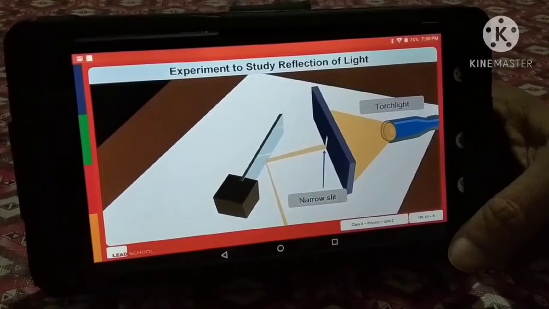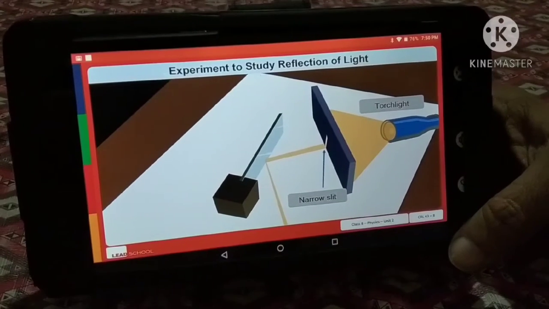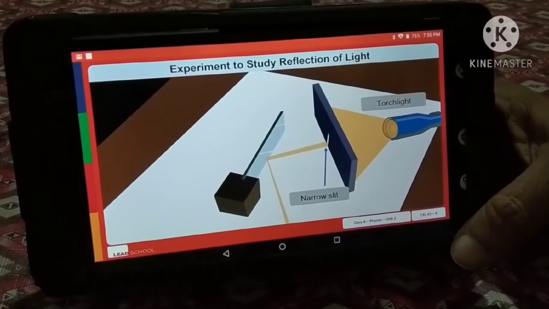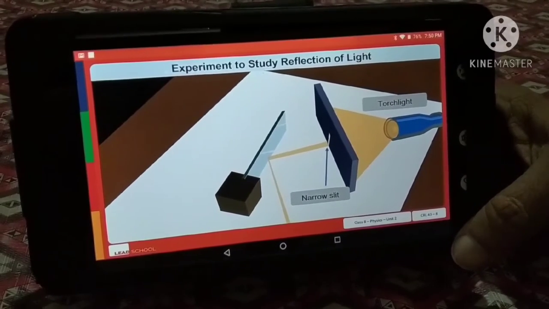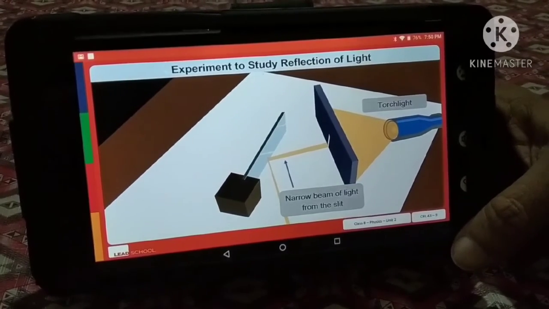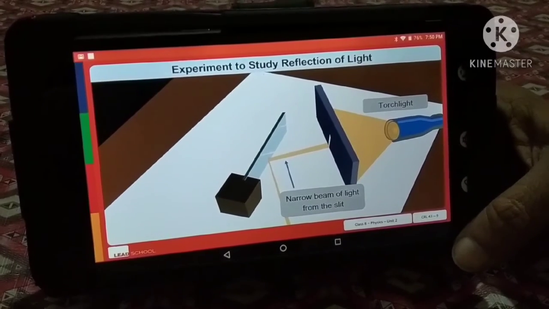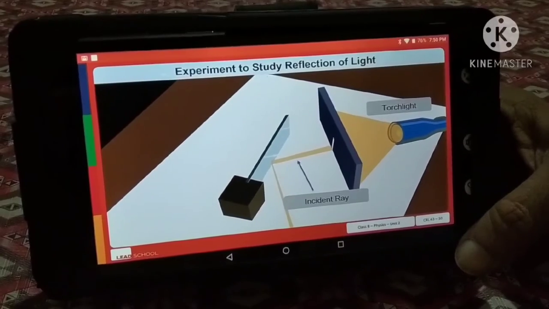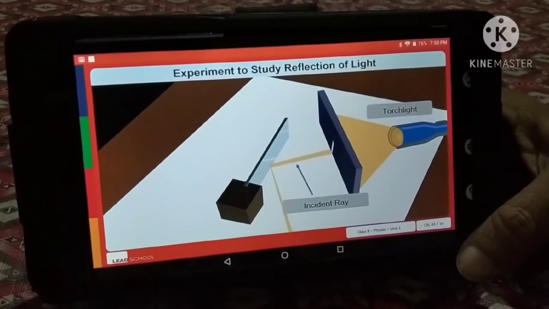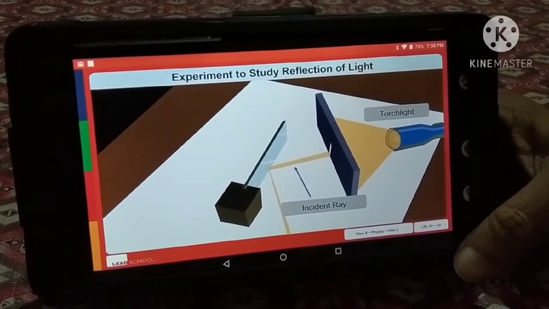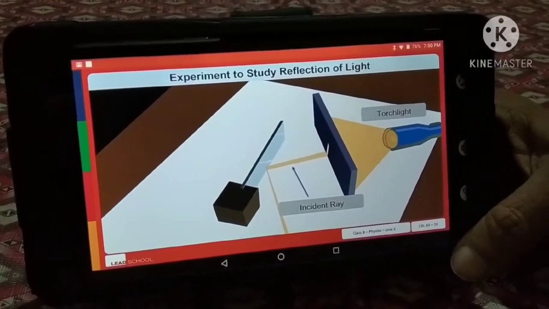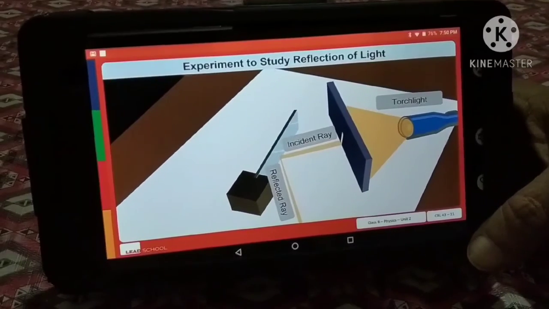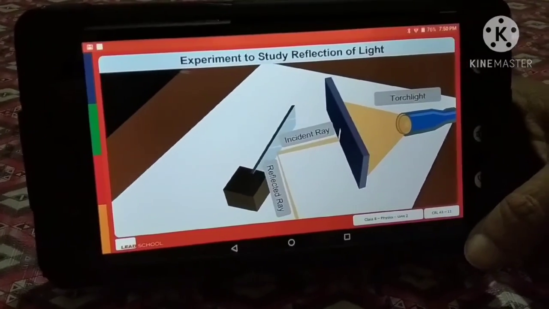Let us understand the ray diagram we just discussed with a simple experiment. Here, we shine a torch on a mirror through a narrow slit. The light comes out through the slit in the form of a narrow beam of light. For practical purposes, let us consider this narrow beam of light as an incident ray. This incident ray strikes the surface of the mirror and gets reflected.